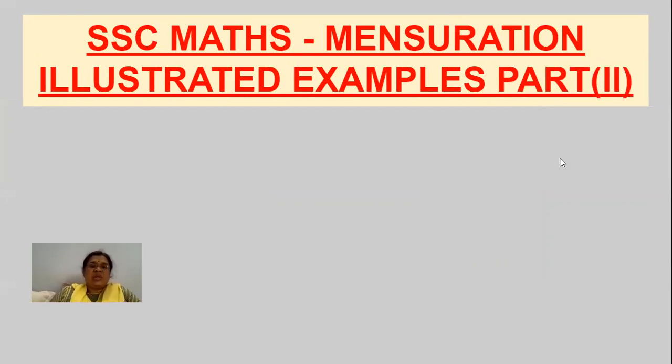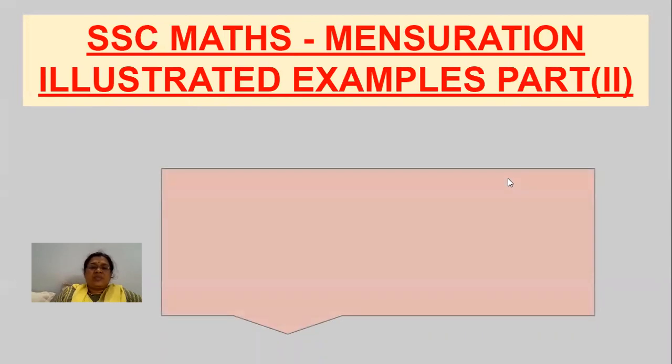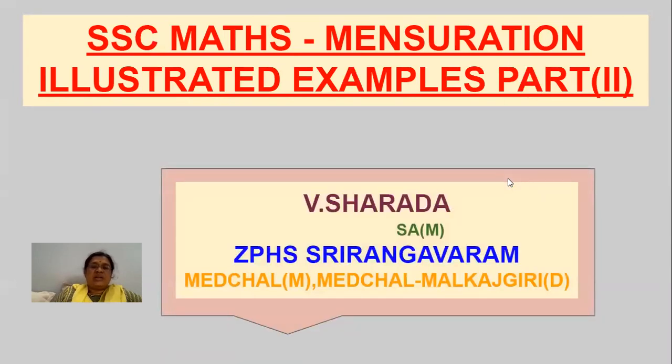Today I am going to explain illustrated examples regarding mensuration. In the previous class I have explained what three-dimensional objects are, what the lateral surface area, total surface area and volume of 3D objects are, what the formulae for finding them are, and what the difference is between the surface areas and volumes of 3D objects. Today I'm going to explain some examples regarding this concept.